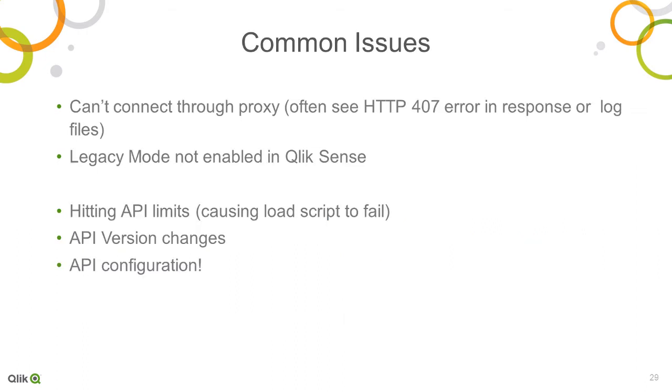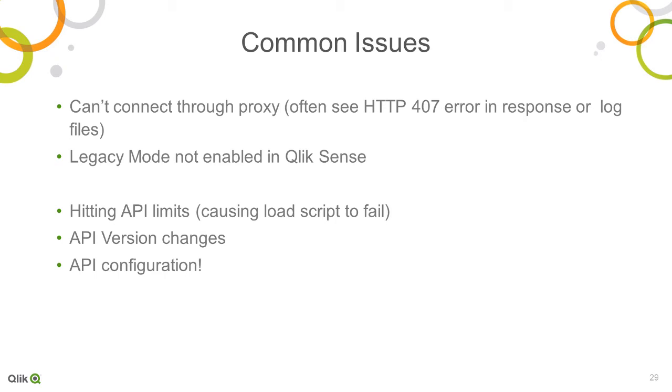So we have a few common issues that we see in support. Proxy issues is something that does show up quite a bit. For example, if your proxy requires authentication, manual authentication to be able to reach out to the web, that does need to be configured. Often you'll see an HTTP 407 error in the response or log files. That's not always the case, but that's a good hint.